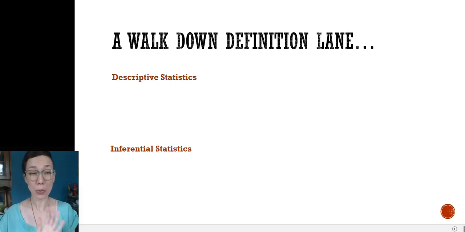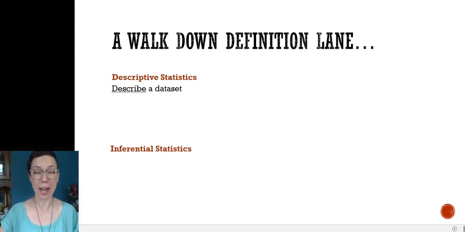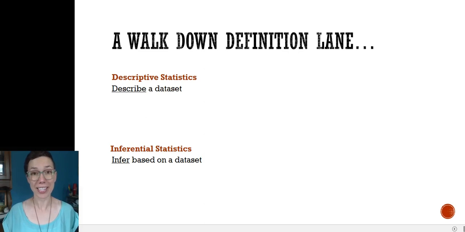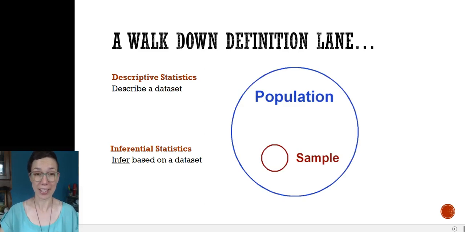Okay. So we're going to come back and talk a little bit more about descriptive and inferential statistics. Essentially, descriptive statistics are describing a data set. Inferential statistics are making inferences, are making assumptions based on a data set. So we'll come back to that because it's important for us to understand populations and samples as we think about descriptive and inferential statistics.